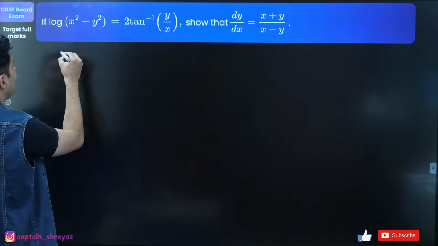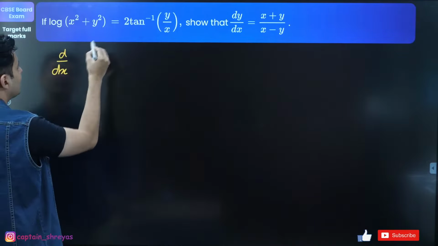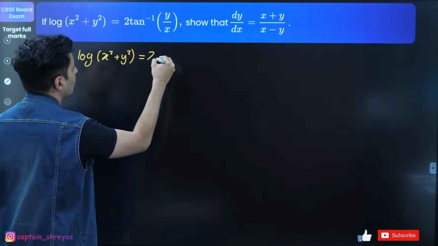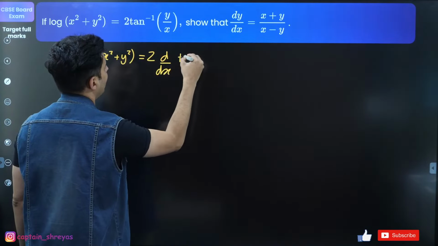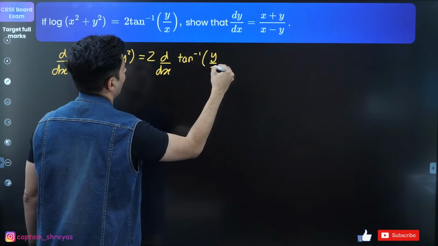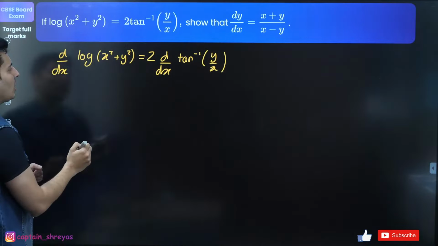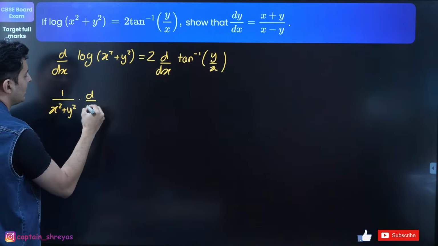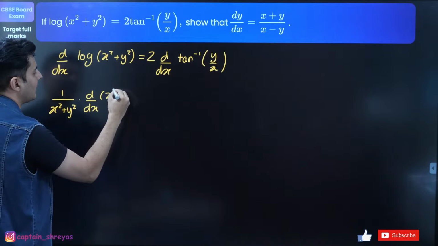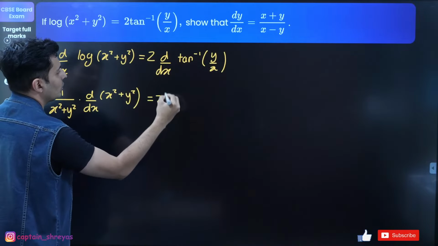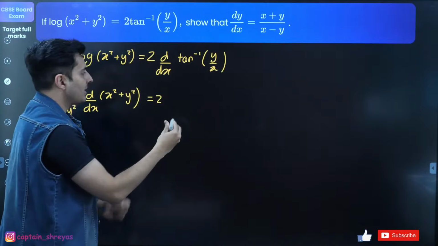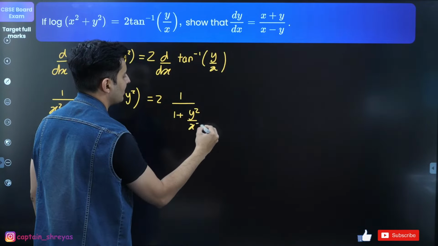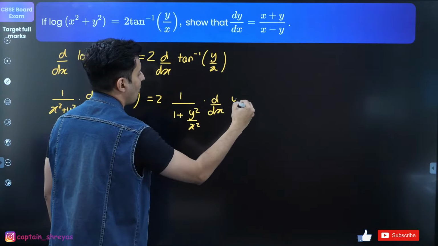Okay, now take the derivative on both sides. Derivative of this log function with respect to x, okay, and is equal to 2 times derivative of this tan inverse function of y by x. Now what is the derivative of log? It is 1 by x, so it will be 1 by x square plus y square. Do not forget chain rule. So derivative of the inner part, which is x square plus y square, is equal to 2 times derivative of tan inverse x, which is basically 1 by 1 plus x square. So here it will be 1 plus y square by x square into derivative of y by x.